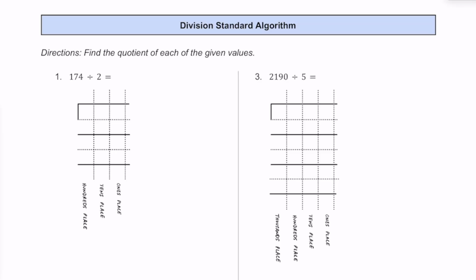In this video, let's go ahead and practice the division standard algorithm, where we're going to find the quotient for each of these values. Remember, a quotient just means that we're finding the answer to a division problem. I encourage you to grab some paper, something to write with, and let's do some math together.